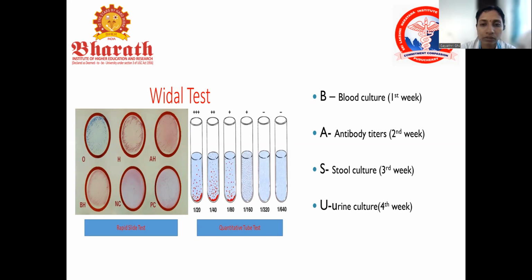So, the most common mnemonic to remember regarding the investigations in typhoid is the word BASU. Blood culture is positive usually by the first week. It can be taken from the blood or any other fluid like ascitic fluid, bone marrow, urine, stool, whatever. Antibody titers are significant around the second week. If you take it within the first week, you might not get a true positive, or we can get more false positives or false negatives also. Then stool culture by the third week and urine culture by the fourth week.